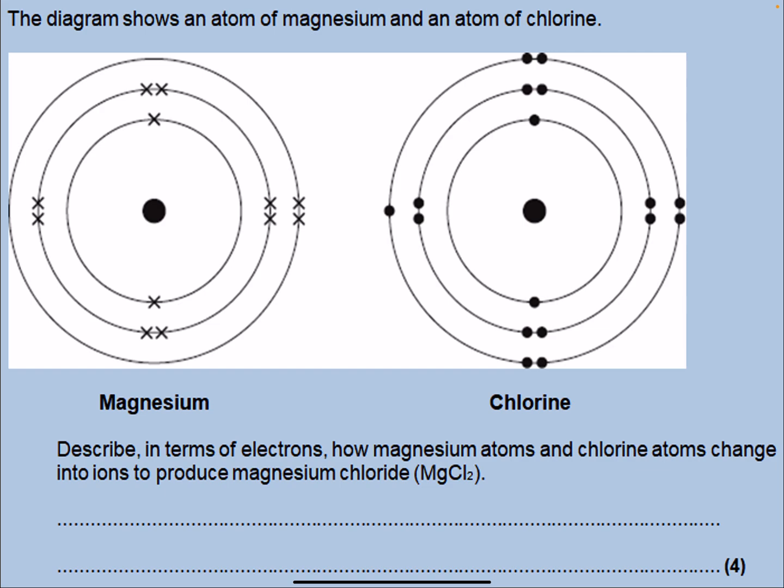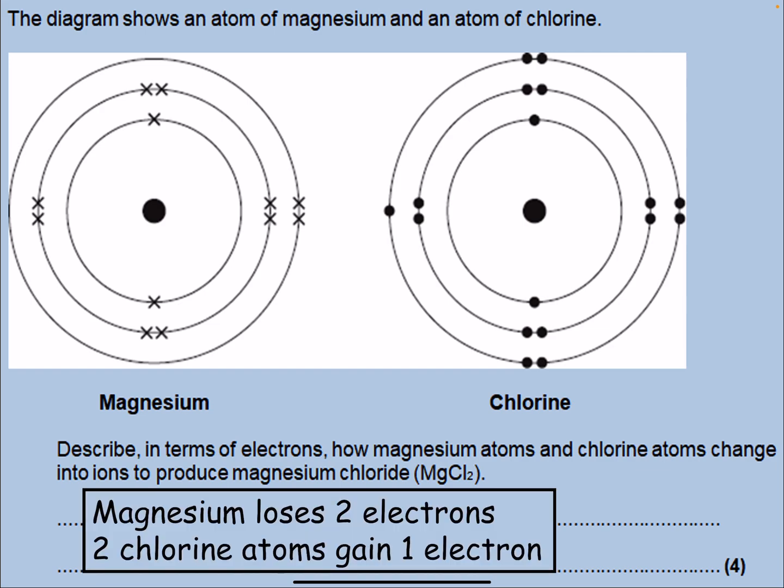Okay, let's see how you got on. Magnesium loses 2 electrons, so you'll get 1 mark for that, and 1 for that. And 2 chlorine atoms gain 1 electron each. So gain and 1 electron each will give you the 4th mark.